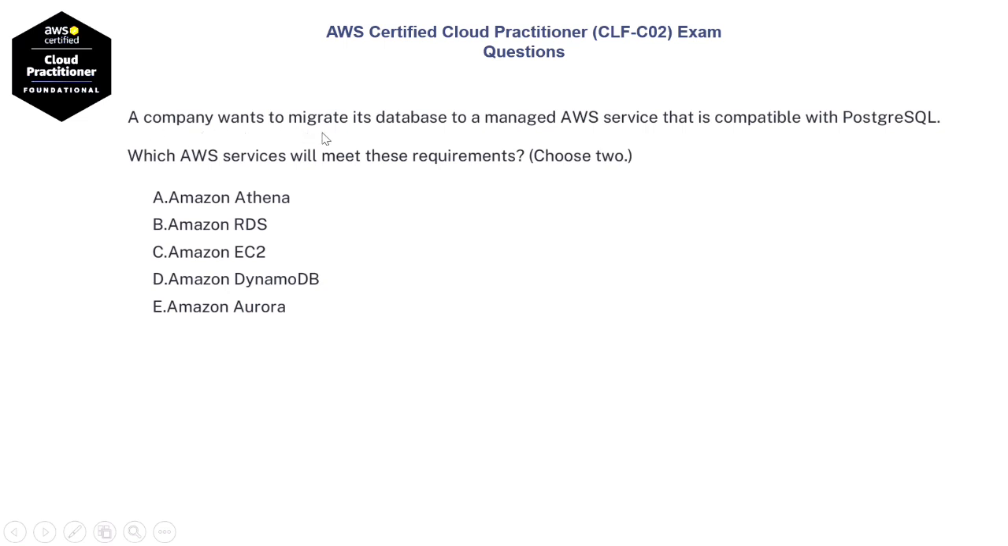A company wants to migrate its database to a managed AWS service that is compatible with PostgreSQL. Which AWS services will meet these requirements? Choose two options. Option A, Amazon Athena. Option B, Amazon RDS. Option C, Amazon EC2. Option D, Amazon DynamoDB. Option E, Amazon Aurora. The correct options are option B and option E.